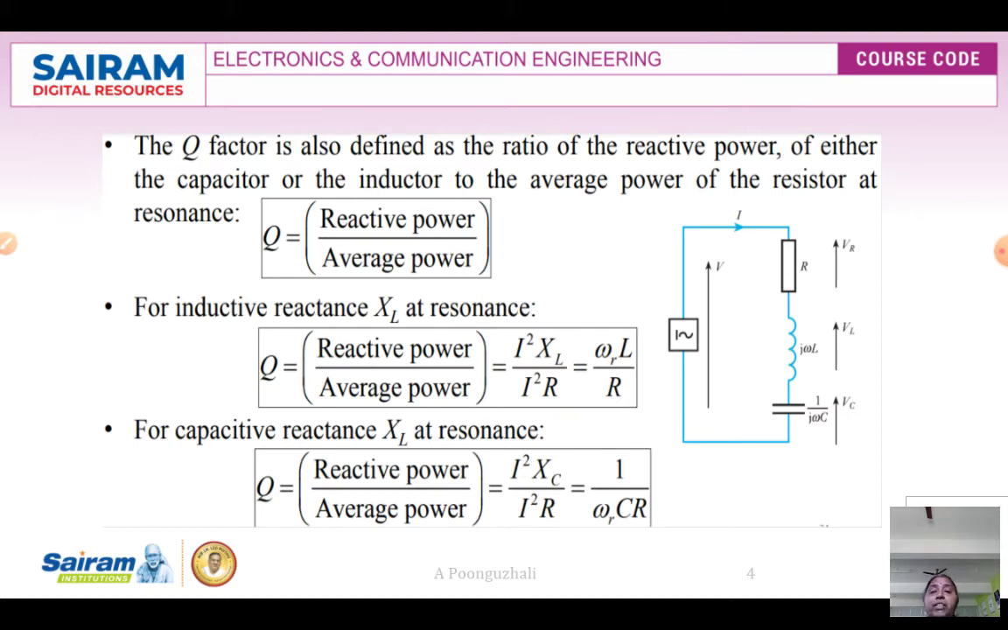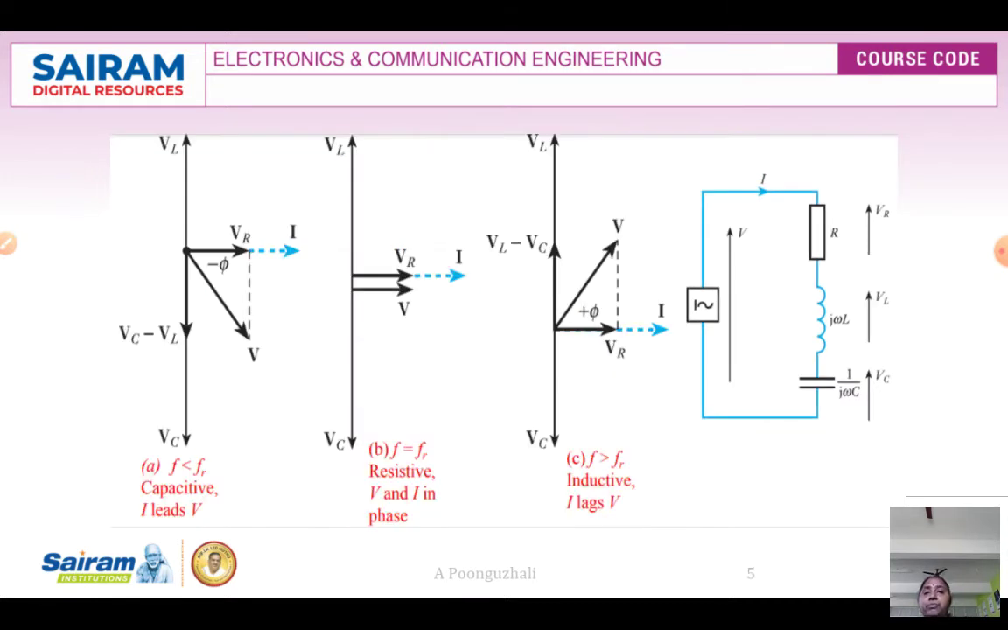For capacitive reactance, XC at resonance, Q is equivalent to reactive power by average power. That is I square XC by I square R. So it is 1 by XC, which is nothing but 1 by omega R C R, or 1 by omega R C R.